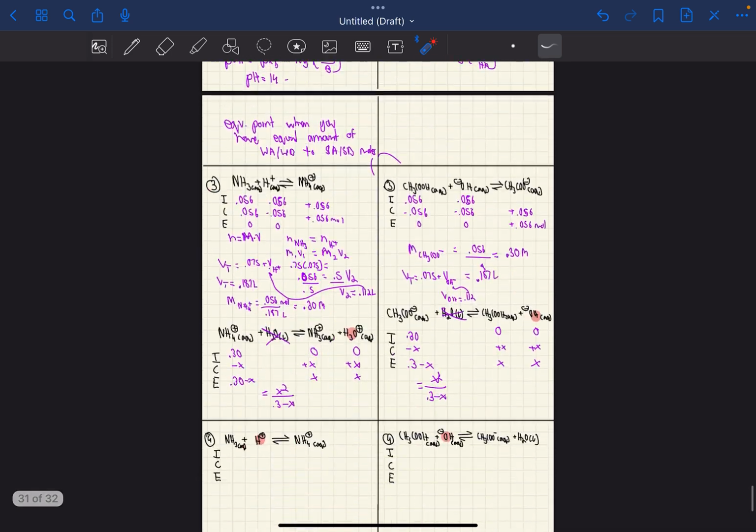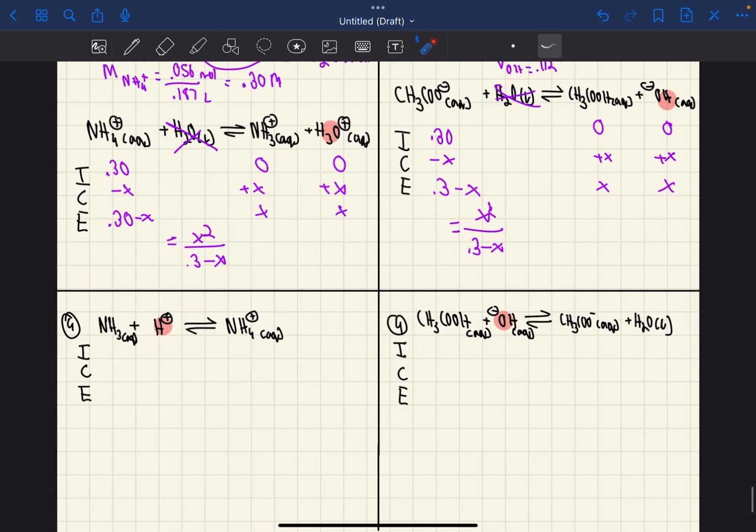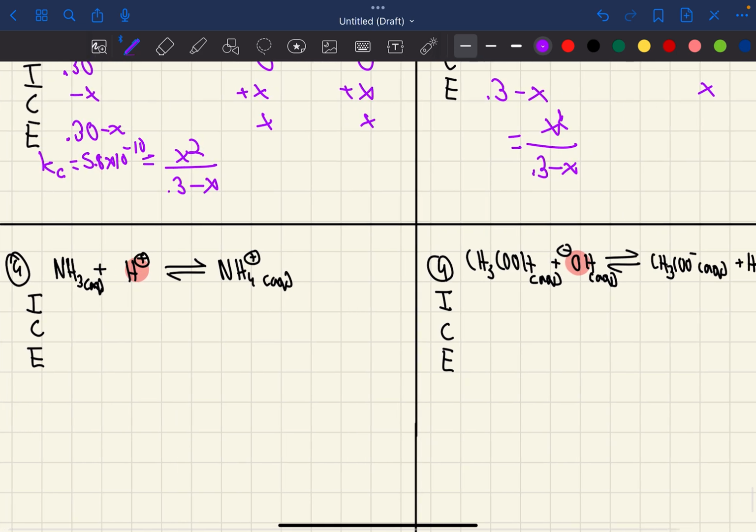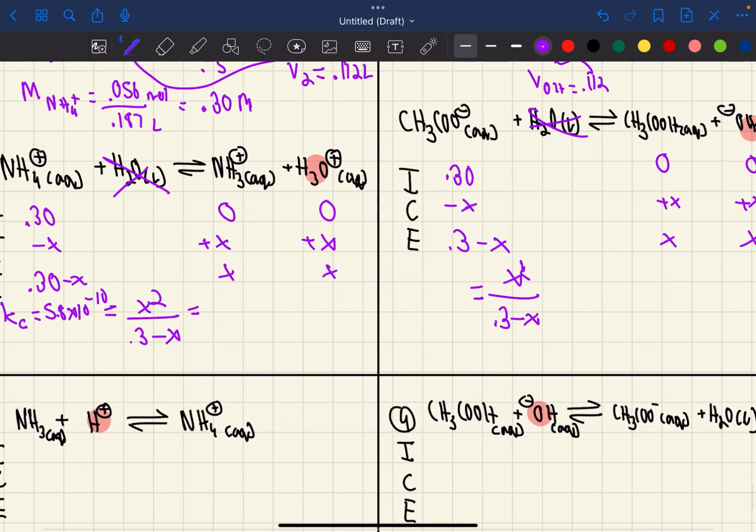You're given it in the problem, so you can go ahead and just plug that in. So when you plug Ka in, just 5.8 times 10 to the negative 10, and I go ahead and solve for x. And when you solve for x, it's also going to be equal to your proton concentration, right? Because again, same thing. So which equals, I got 1.32 times 10 to the negative 5 molarity.